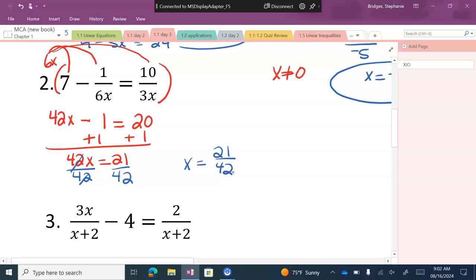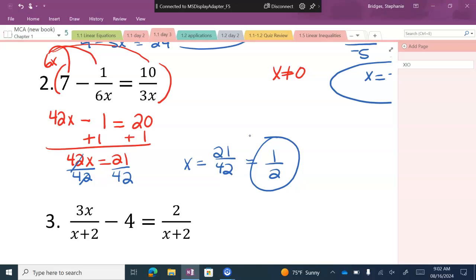And then if I have 21 over 42, that can reduce all the way down to what fraction? 1/2. Is that what I wasn't supposed to get? No. So that is my answer. Does that make sense? Is everybody okay with that one?